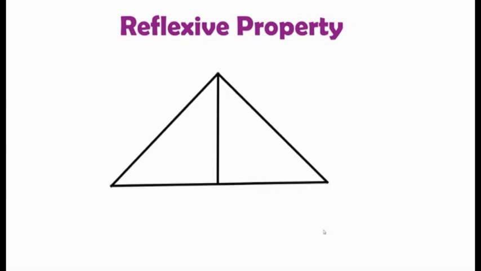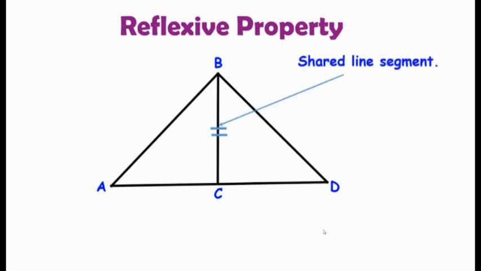We also need to learn the reflexive property. Imagine I draw a line and create two triangles. Can you see the two triangles? Let me label it A, B, C, D. You can see we have two triangles here, triangle ABC and triangle BCD. So they share a line. This line can also be called a shared line segment.